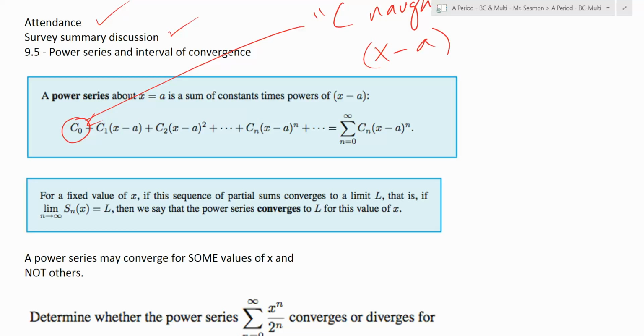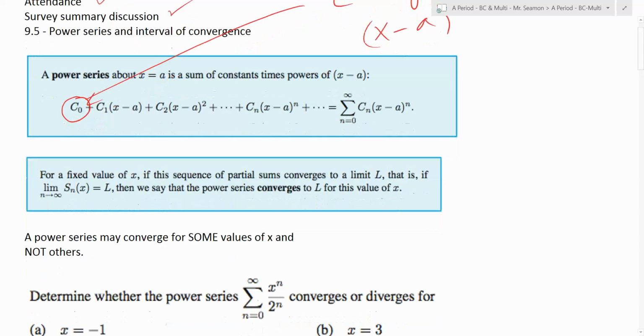This right here is just a definition. This isn't something we have to prove. But the idea is for a fixed value of x. The series can change depending on what x is. X can be a lot of different things. For a fixed value of x, if this sequence of partial sums converges to a limit, that is, if the limit as n goes to infinity of Sn of x equals L, then we say the power series converges. So if for some value of x, this power series converges, the sum converges to something finite, then we say it converges to L. That's just the statement of basically if it converges, it converges. But how do we prove that one of these converges? We look at the limit as n goes to infinity of Sn, the partial sums themselves.